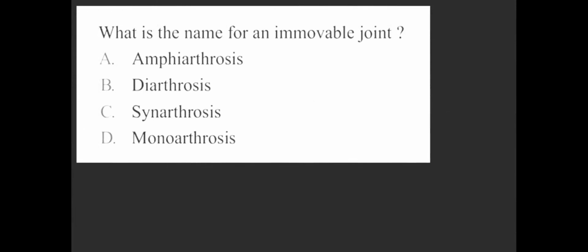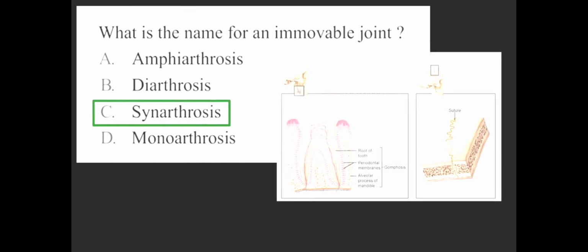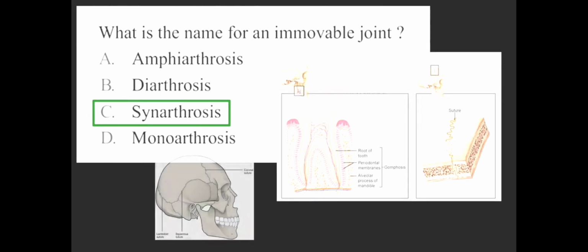What is the name for an immovable joint? A. Amphiarthrosis. B. Diarthrosis. C. Synarthrosis. D. Monoarthrosis. And the correct answer is C. Synarthrosis. Synarthroses are immovable joints. This is a type of joint which allows no movement under normal conditions. Sutures and gomphoses are both synarthroses. The sutures in the skull are examples of immovable joints.